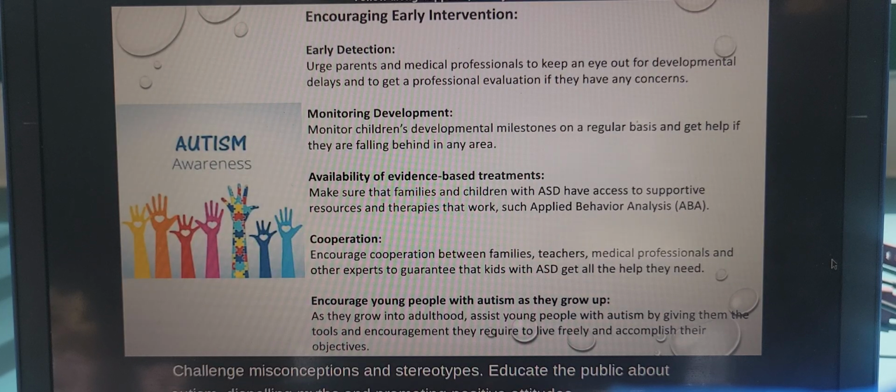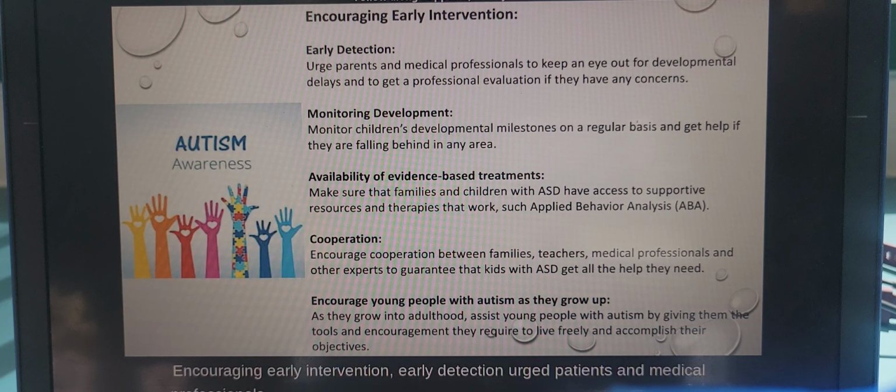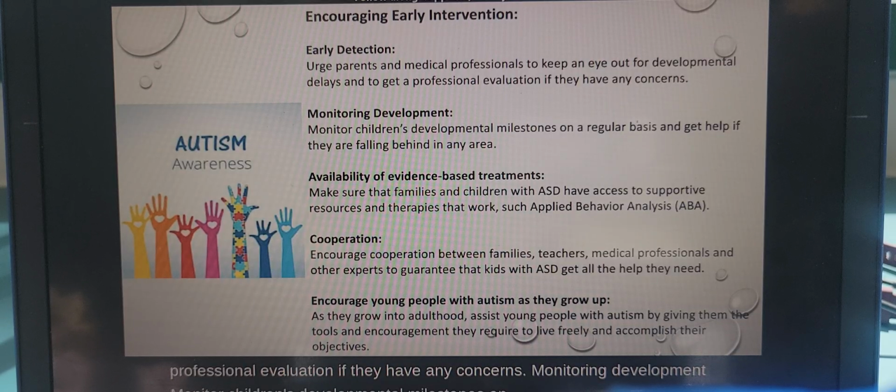Encouraging early intervention and early detection. Urge patients and medical professionals to keep an eye out for developmental delays and to get a professional evaluation if they have any concerns. Monitoring development. Monitor children's developmental milestones on a regular basis and get help if they are falling behind in any area.